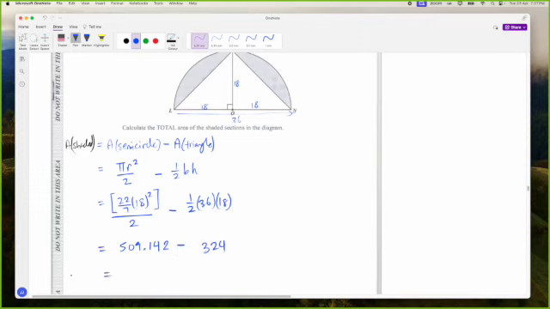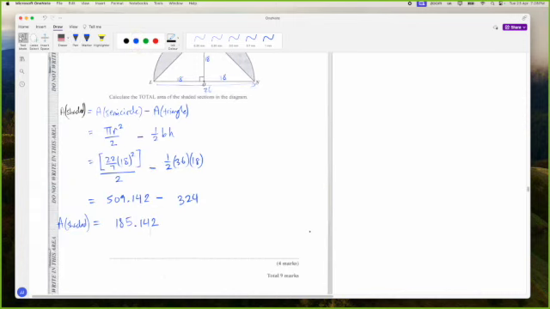So the area of the shaded is 509.142 minus 324 is 185.142. Anybody got that or didn't get that? Sibira, you got that? I got 185.2. Yeah, that's fine. You don't worry about the decimals, guys. Don't worry about the decimals.